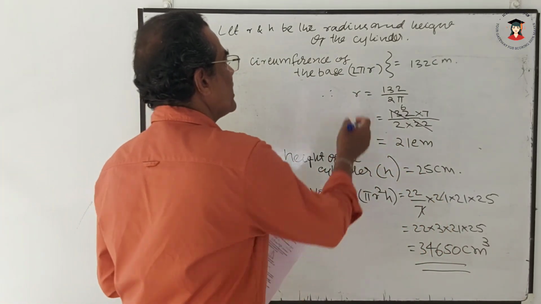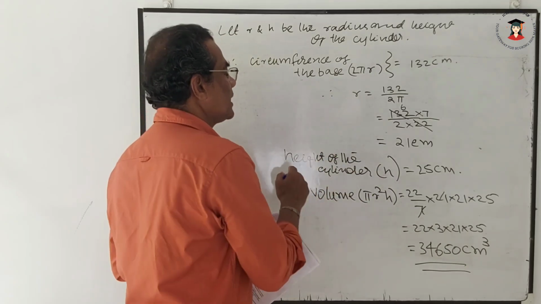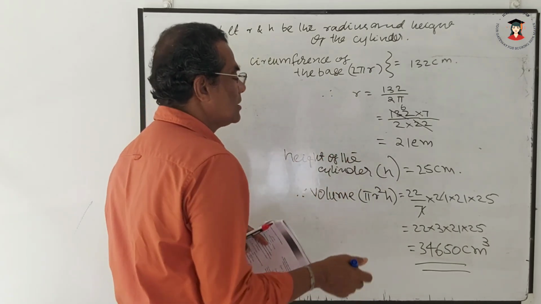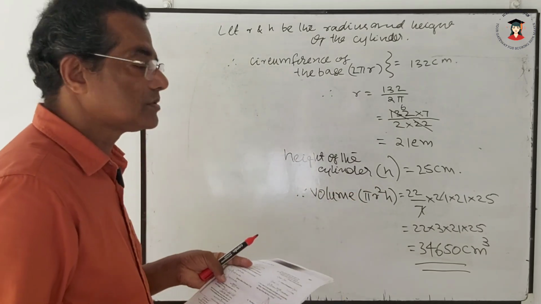So here the base perimeter has been given. From that we found out the radius. H has been given directly. So volume we found out using the formula pi r square h.